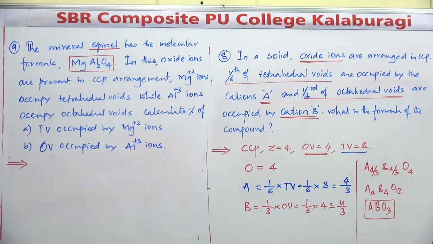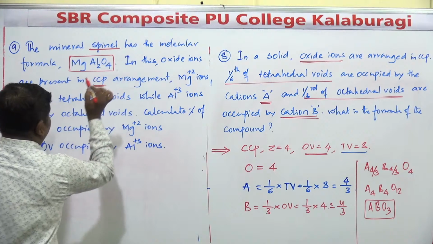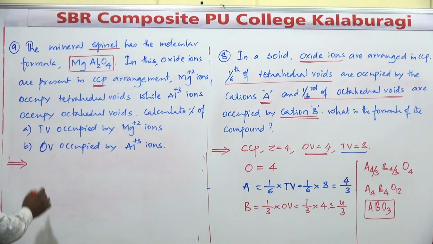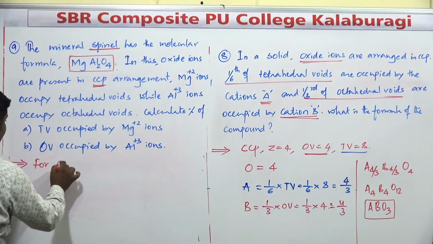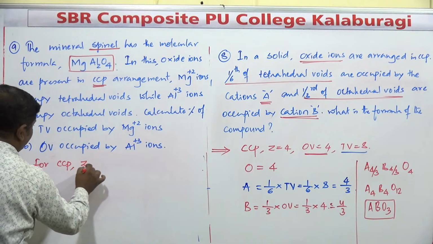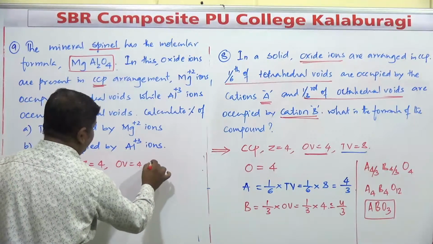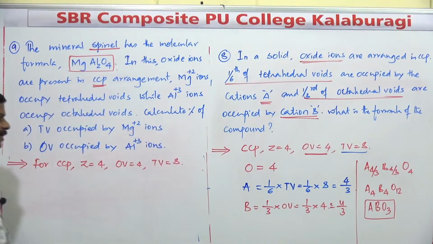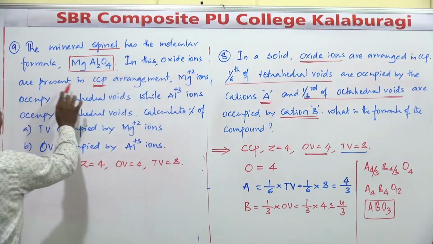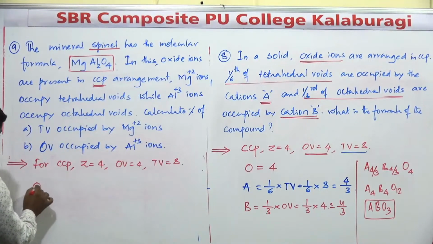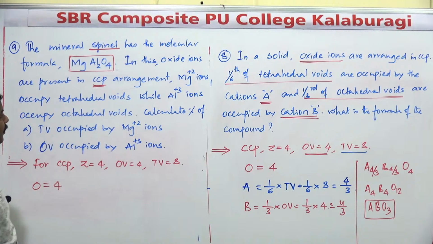Total percentage of octahedral void and tetrahedral void. It is mentioned that it is CCP arrangement. For CCP arrangement, the value of Z is equal to 4. Octahedral void is also equivalent to 4. Tetrahedral void is equivalent to 8. That is very simple. And in this, oxide ions are present in CCP arrangement, which means the total number of spheres in CCP arrangement is equal to 4.